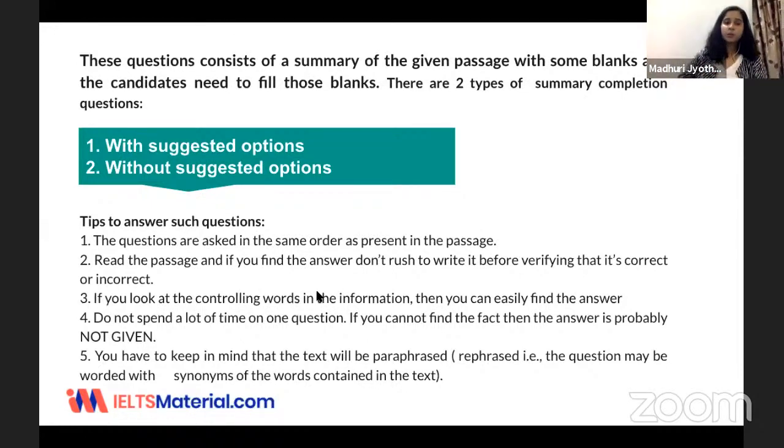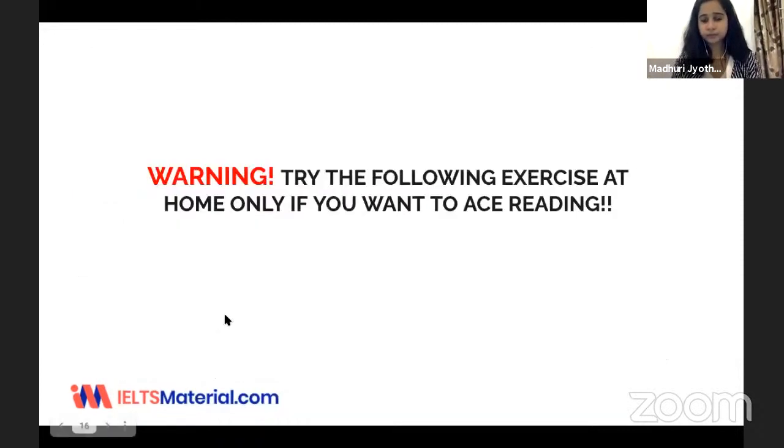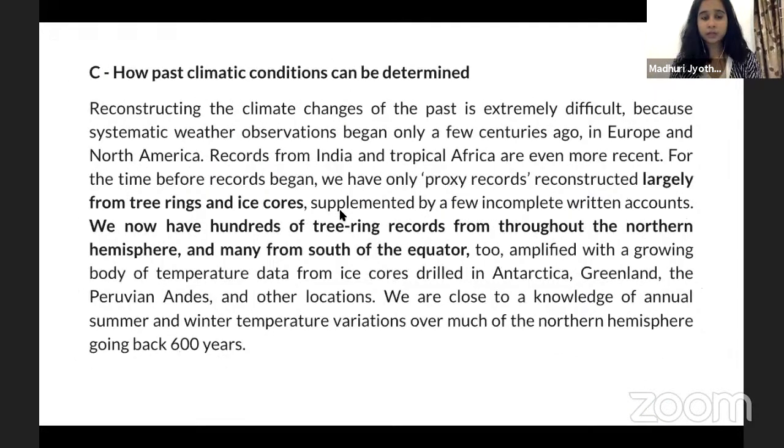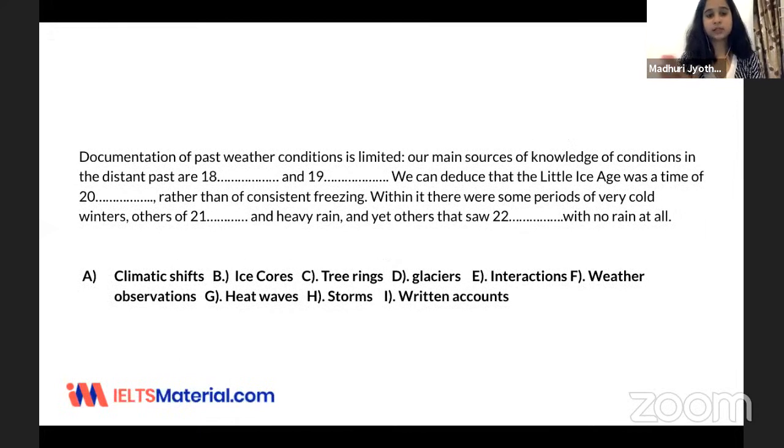Okay, so now what we will do is we will try and solve a reading question. Okay, so this is a passage with 3 paragraphs. Can you see here? Yes. And this is your question. So this is a summary completion question with prompted answers. Okay, so there is A to I options, and then you have to answer them based on the type.